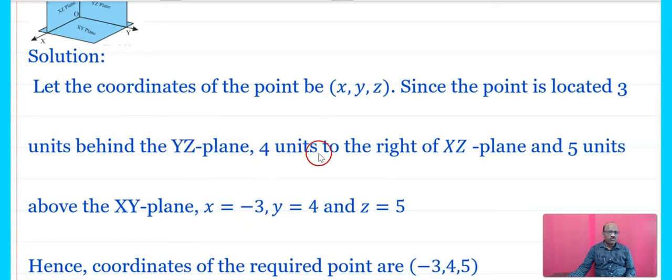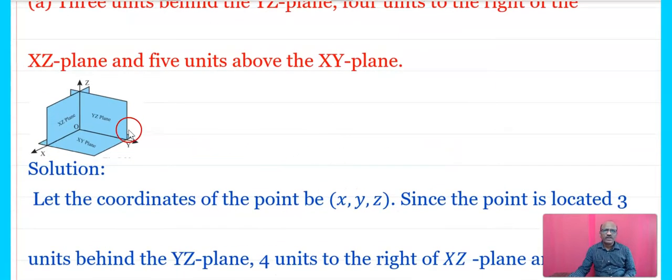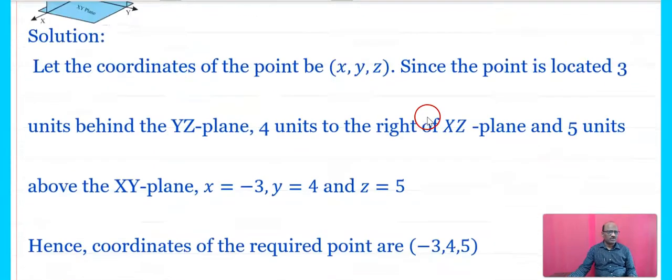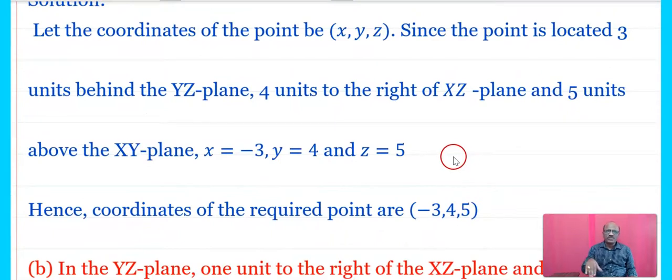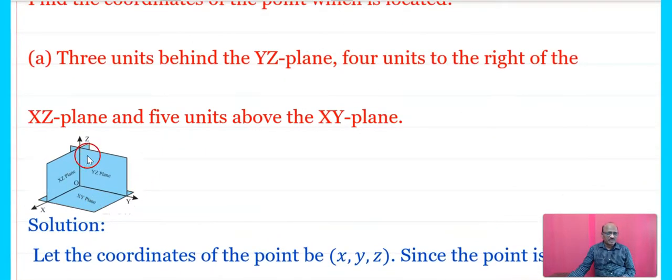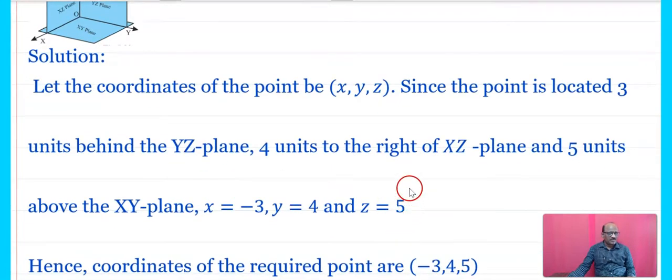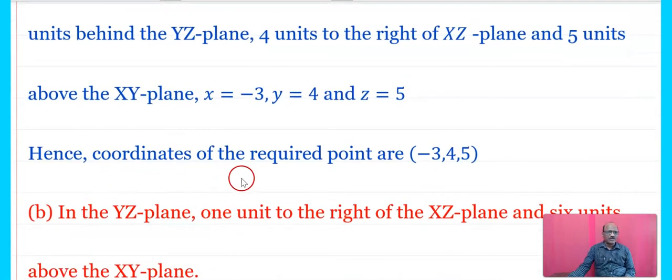Next is 4 units to the right of the xz plane. Therefore, the value of y is equal to 4. If it is behind, then we take the minus. If it is above, then it is a plus. If it is below, then it is a minus. Now, 5 units above the xy plane. Therefore, z is equal to 5, this is the xy plane and it's above. Hence the coordinate of the required point is (-3, 4, 5).